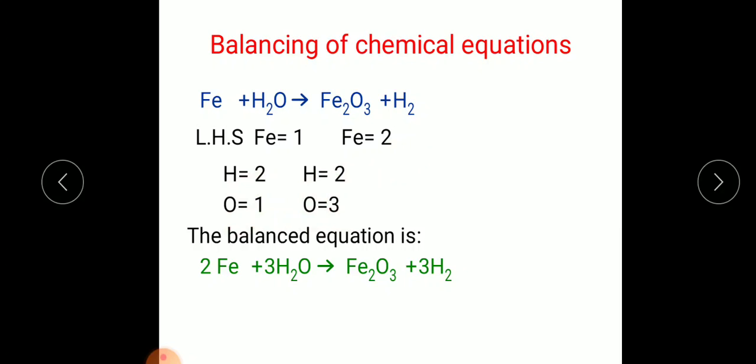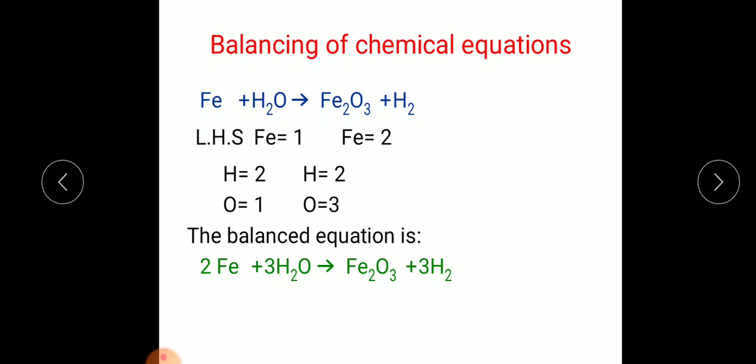Since on the right hand side we have 2 iron, we'll put the number 2 in front of this Fe. Just remember that when you balance the equation, we always put the number in front of the reactants or products, which we call a coefficient. When you put 2 over here, the iron will balance.